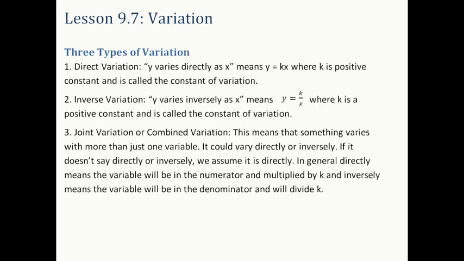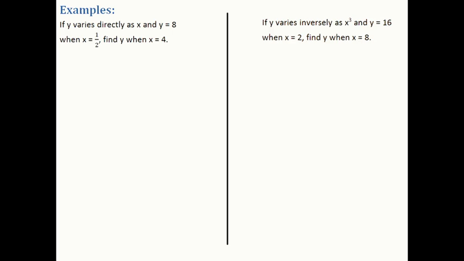So we'll work through a few examples here to nail this down. The first two are pretty straightforward. What we have here, if y varies directly as x and y equals 8 when x equals a half, find y when x equals 4. So y varies directly as x. Since we see this right here, we know that we're going to use the equation y equals kx.